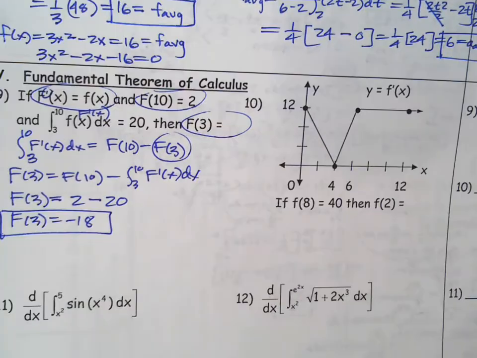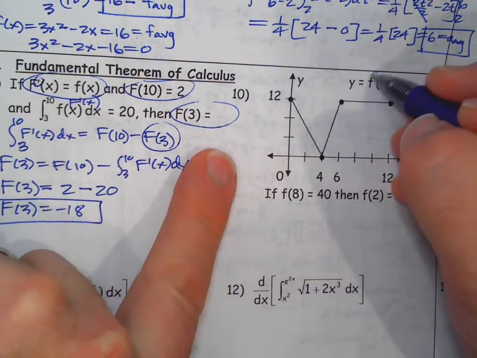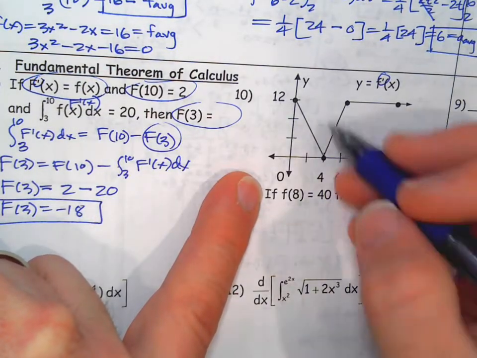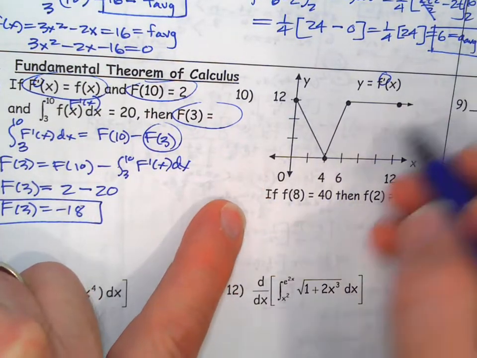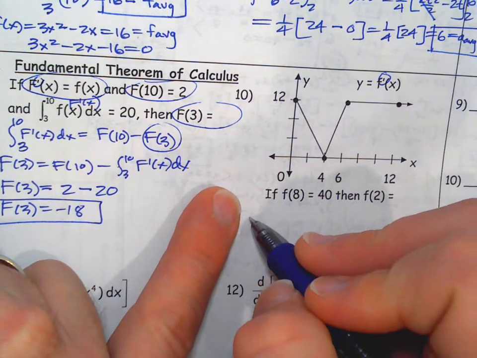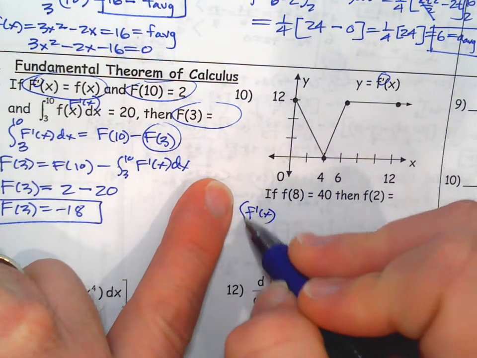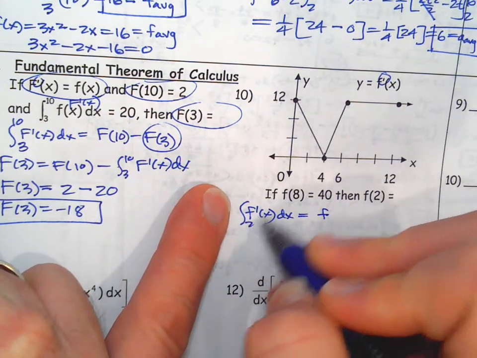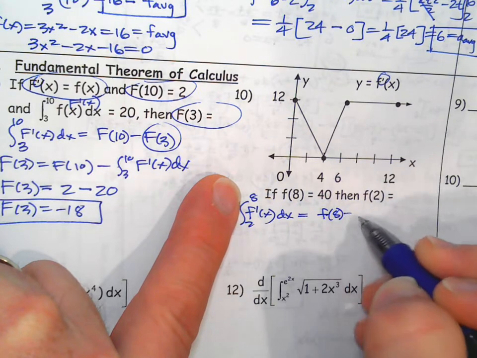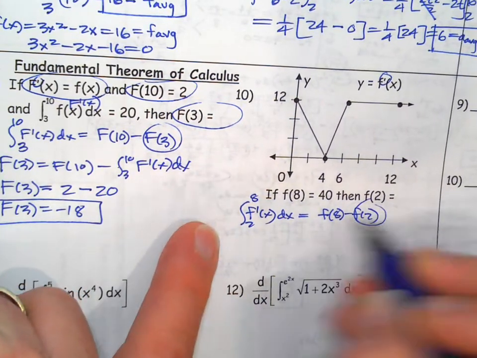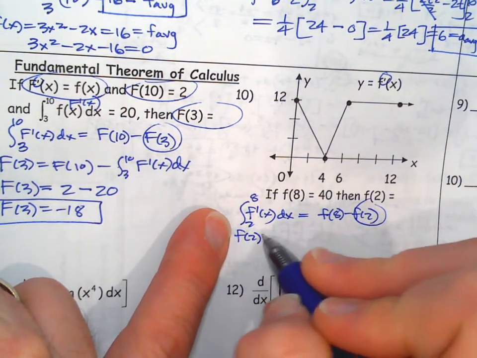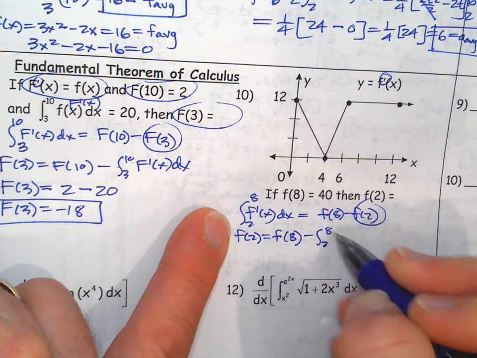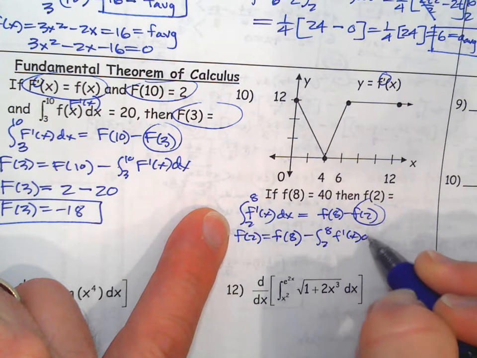Number 10 is the same idea, but you're going to have to get the integral of the derivative a little differently. Instead of me just giving it to you, you're going to use the graph of it and find area under it using geometry. But we should set it up. If we integrate f prime of x dx, we get f. We're going to go 2 to 8. So we get f of 8 minus f of 2. I'm trying to look for that, so I'm going to solve for it. f of 2 equals f of 8 minus the integral from 2 to 8 of f prime of x dx.